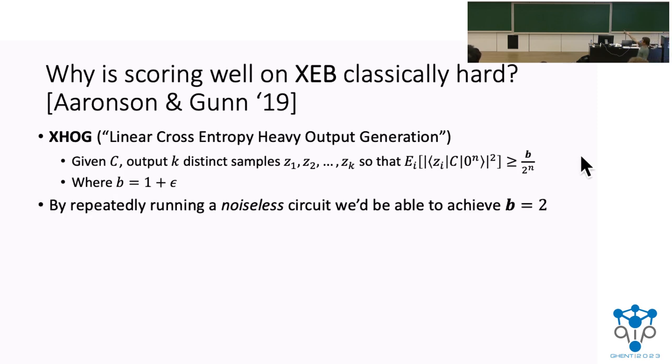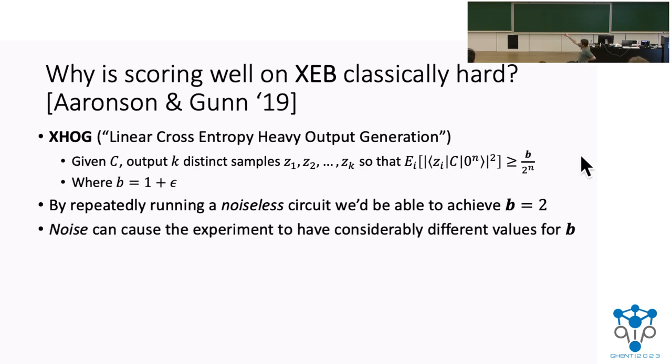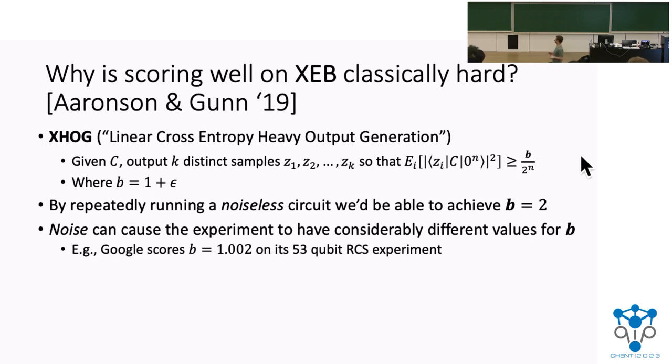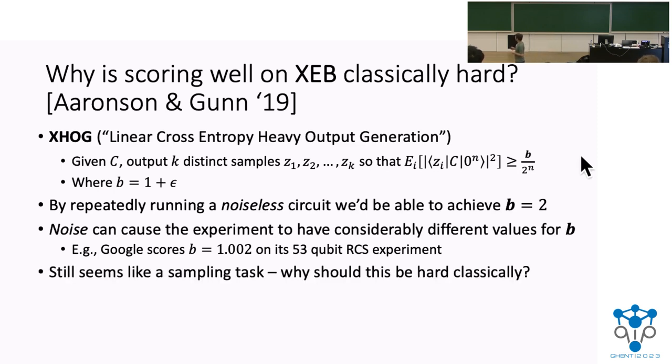Now, like we said before, by repeating a noiseless circuit, we'd be able to achieve b equal 2, so epsilon would equal 1. That can be derived by the Porter-Thomas property of the distribution. But noise in the experiment can cause this circuit to output much smaller values of b. In fact, in Google's experiment, the b that they got was 1.002, on its 53 qubit RCS experiment. Nonetheless, theoretically, this still seems like a sampling task, very much like HOG. So why should this be hard classically?